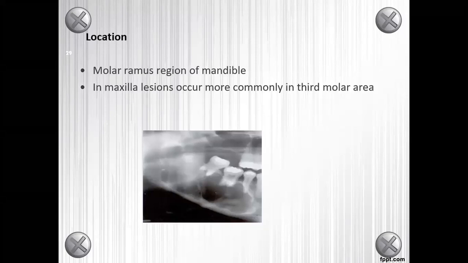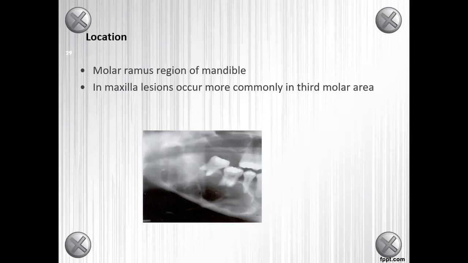The molar ramus region is very common. In the maxilla, commonly the third molar area, but very rarely seen. The mandibular bone is more dense, whereas the maxillary bone is more porous in nature. The spread of the lesion is easier in the maxilla than in the mandible, because the maxillary sinus and nasal cavity are nearby, and the surrounding bone is thin and porous, so the spread is very fast.